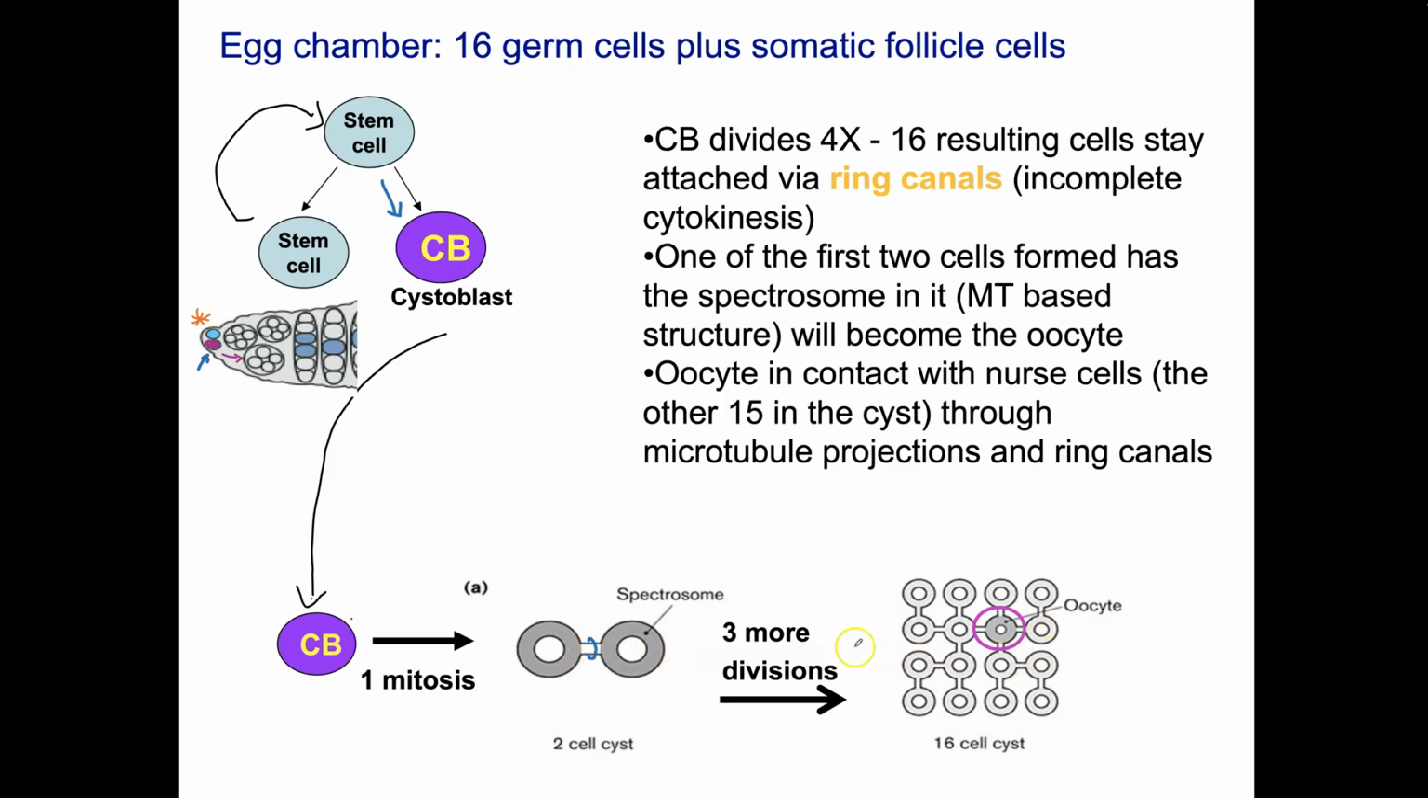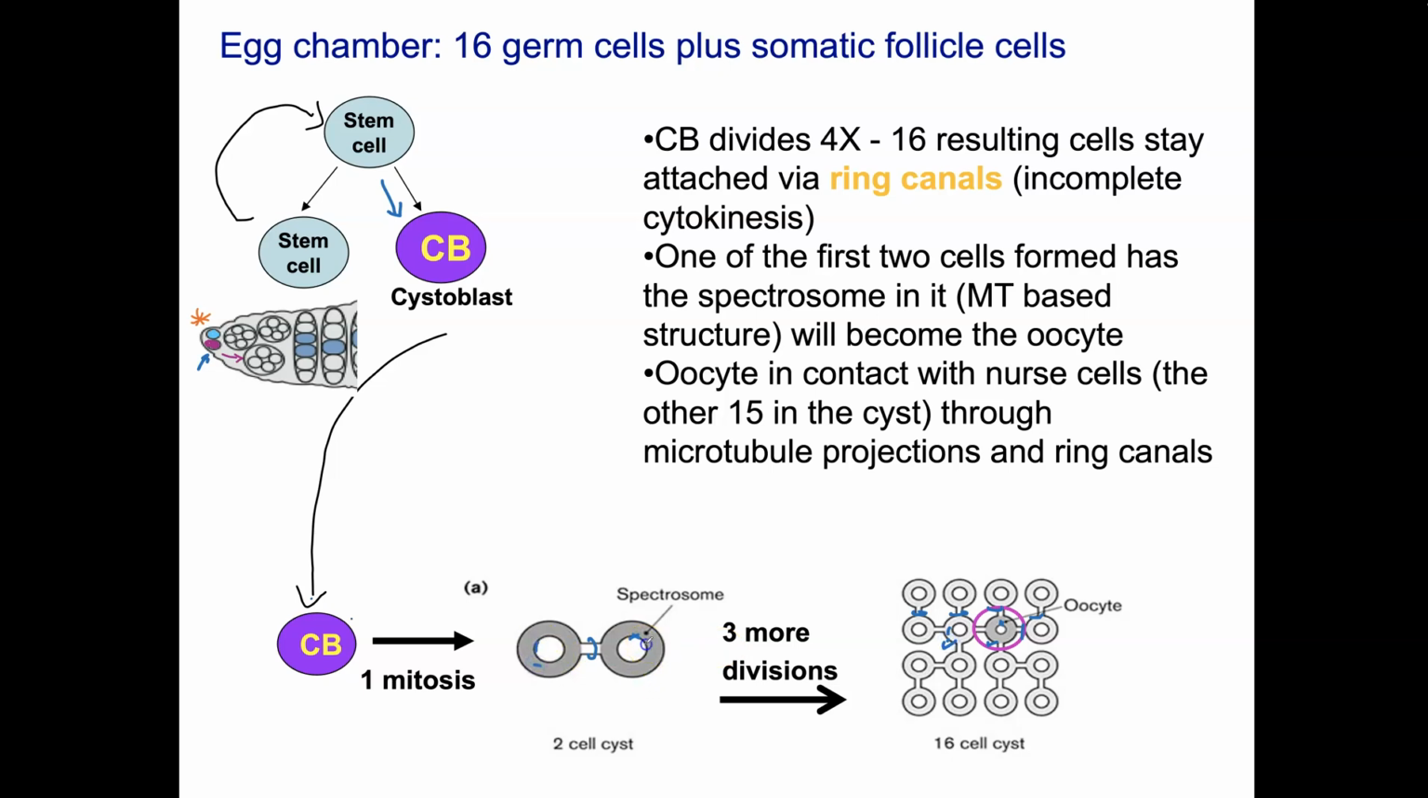Then there are 3 more divisions, and in all cases these are not complete divisions. The little ring canals are left behind, and so the most recently formed cells only have one connection to their neighbors, and the ones formed after that, like this one, will have 2. Most of them have either 1 or 2, but there are 2 cells that have 4 connections. So these are the 2 original cells shown here. This one is this one, and this one is this one.